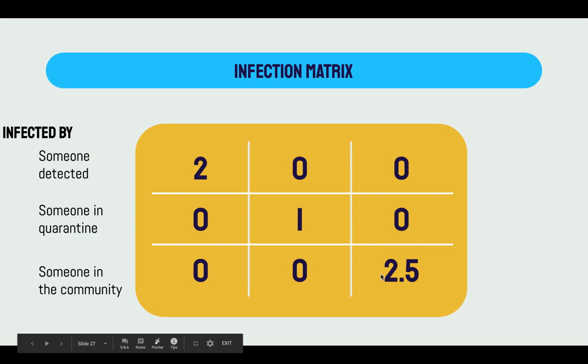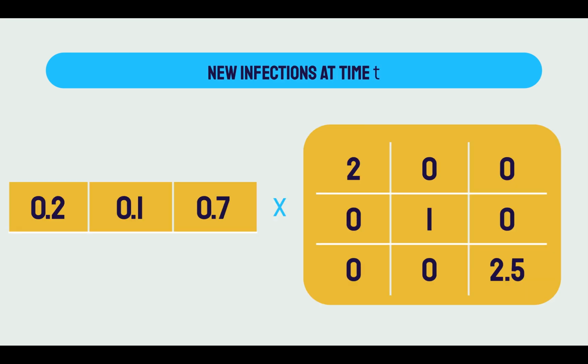And those in the community, the R value is going to be 2.5. And so this infection matrix here basically allows us to show what we would expect for onward transmissions in each of these compartments. If we wanted to think about new infections at time t, we have our proportion in each of these categories, so the proportion in our detect, in our quarantine, and in our community categories, and then we multiply it by this infection matrix, that can help us see how many new infections we would expect.